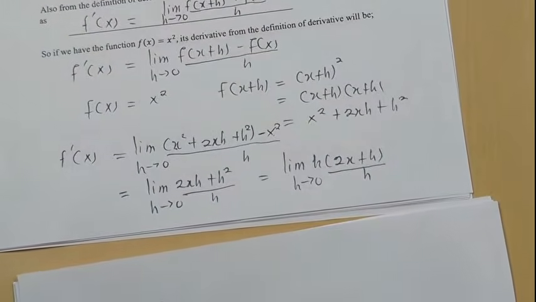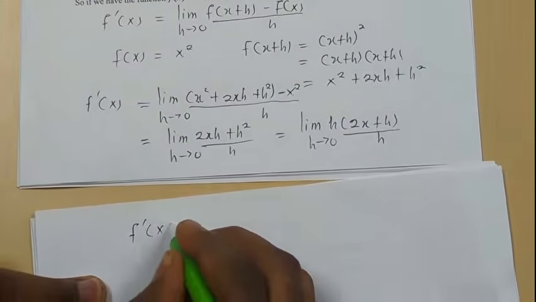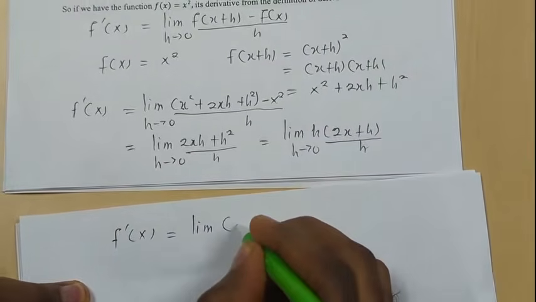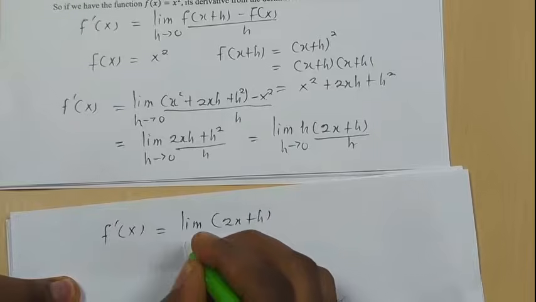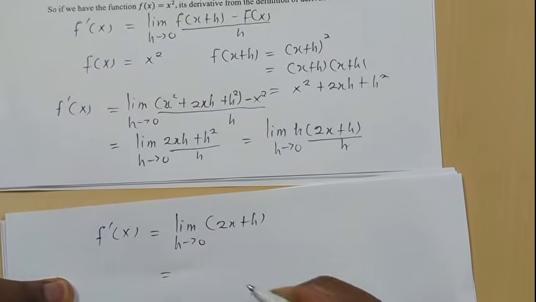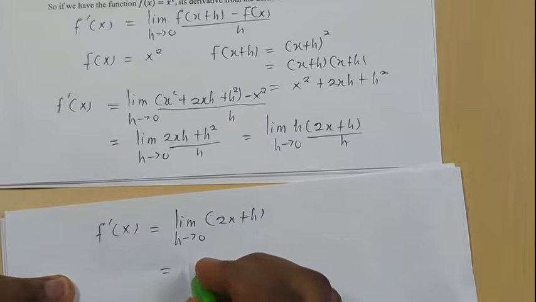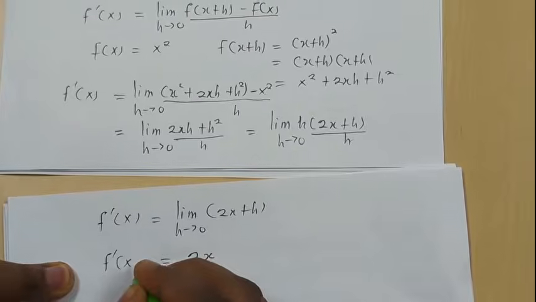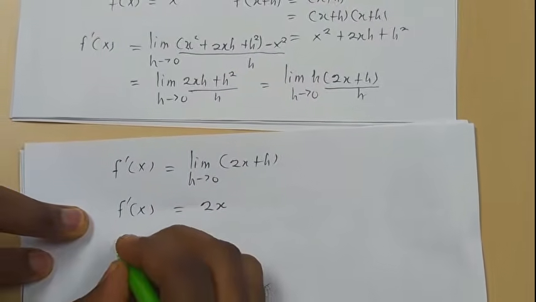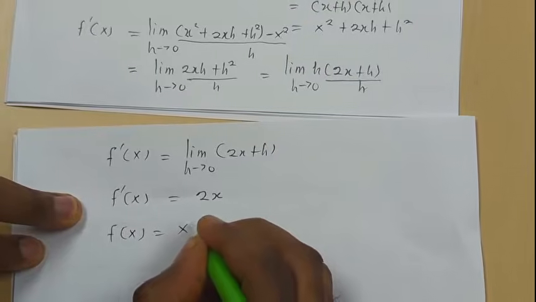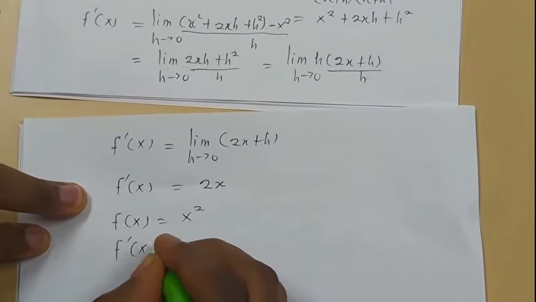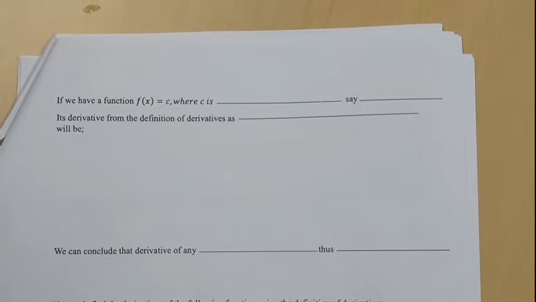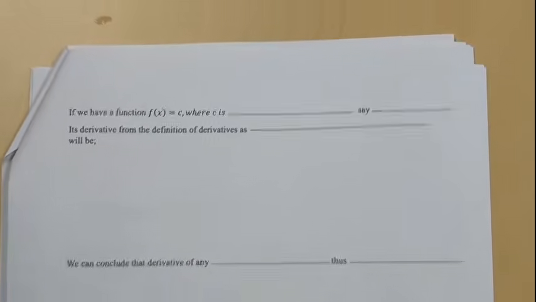Let's continue. So from here, we can say f prime of x is equal to the limit. So this h divides that, so we have 2x plus h as h approaches 0. So when we reach here, we can just substitute the 0. So we have 2x. So f prime of x is equal to 2x. So we say that if f of x is equal to x squared, then f prime of x will be equal to 2x.